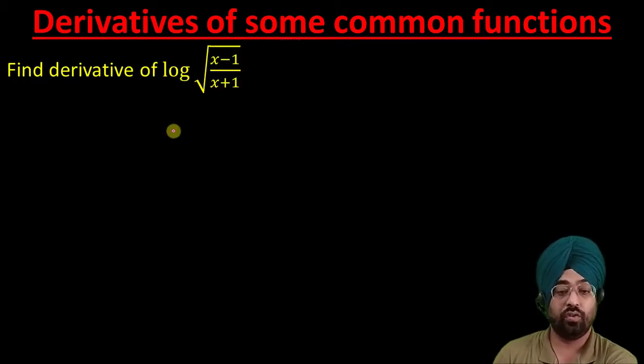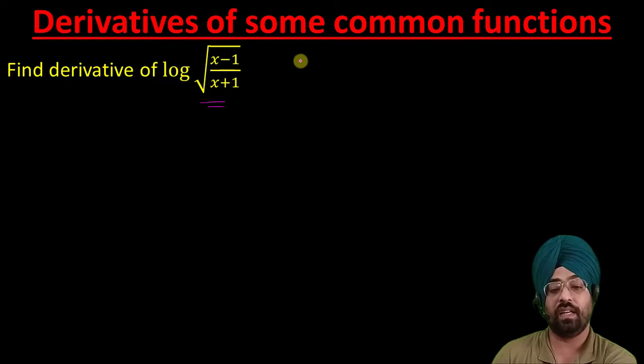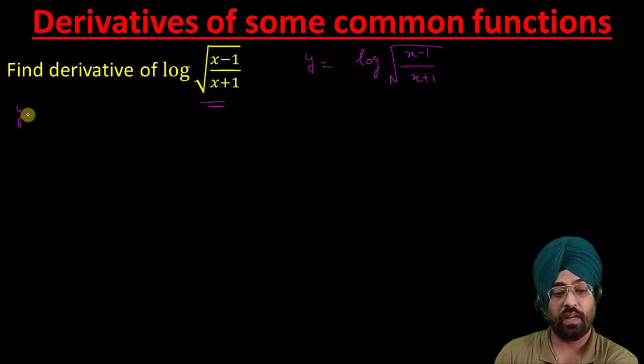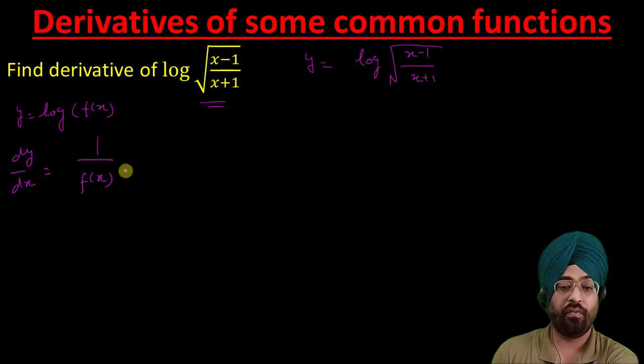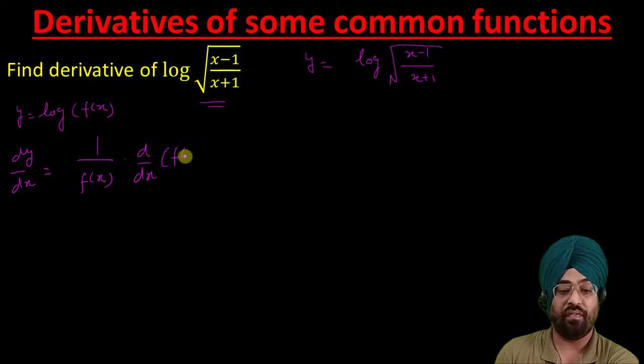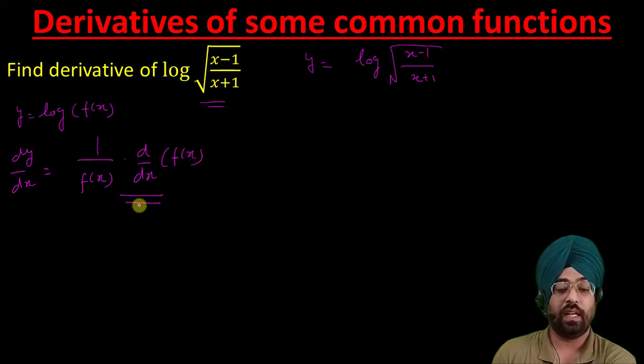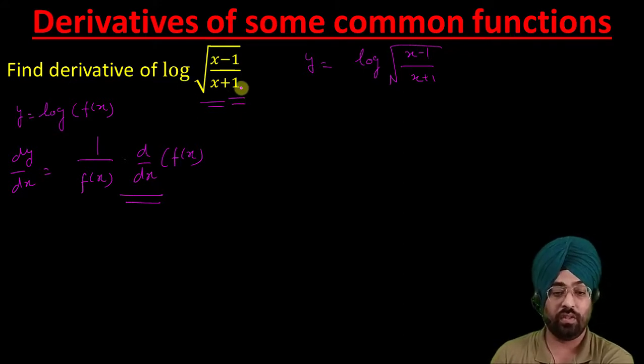Next, let us do this derivative. y is equal to log of the square root of (x minus 1) divided by (x plus 1). Here I will use this formula: if y is equal to log of f of x, then dy by dx is equal to 1 upon f of x times the derivative of f of x. That is the formula that I will be using here. So let us try to solve it using this formula.